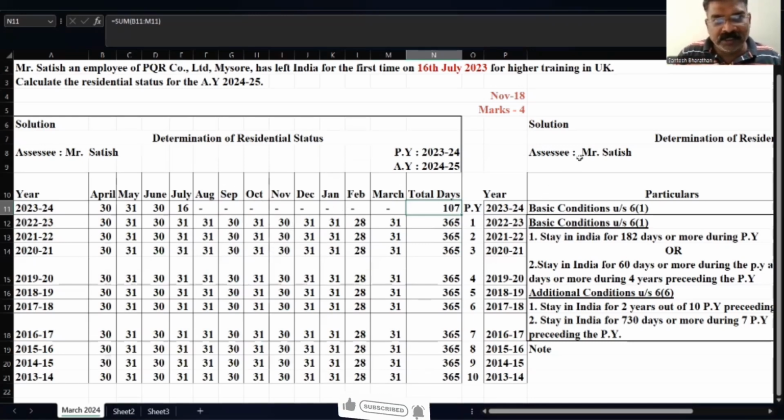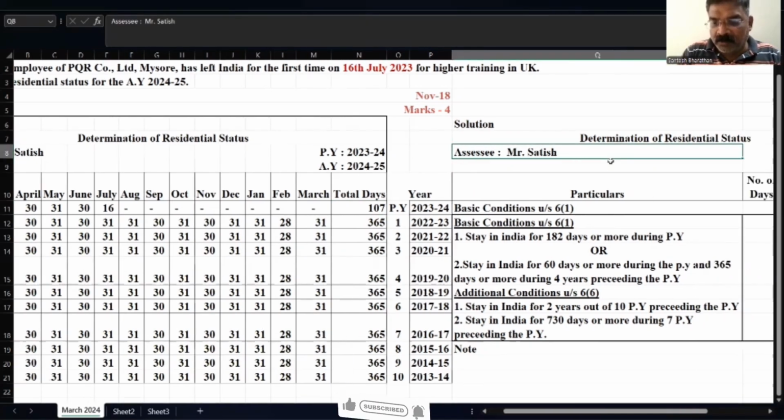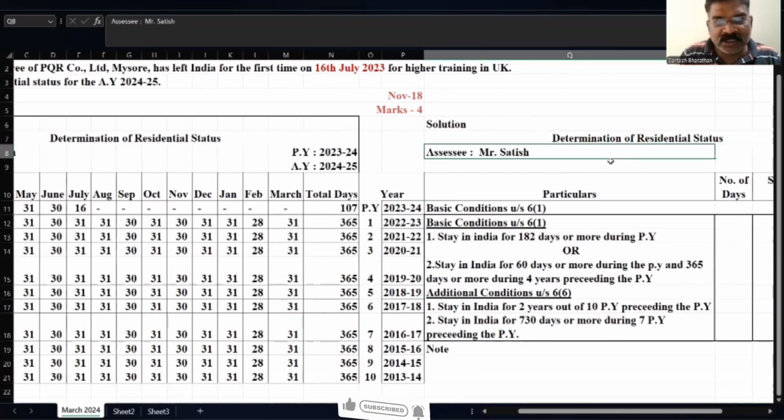Now, we move on to the determination of the residential status, where Mr. Satish has to satisfy both the additional as well as the basic conditions. In basic conditions, if he satisfies one of the basic conditions, he is called a resident. And if he satisfies any one of the additional conditions or none of the additional conditions, he is called a resident but not ordinary resident. If he satisfies both the additional conditions, we call him an ordinary resident. If he does not satisfy any of the basic conditions, we call him a non-resident.